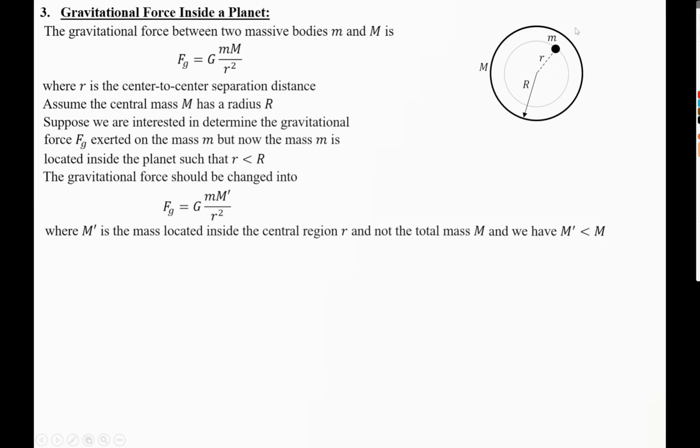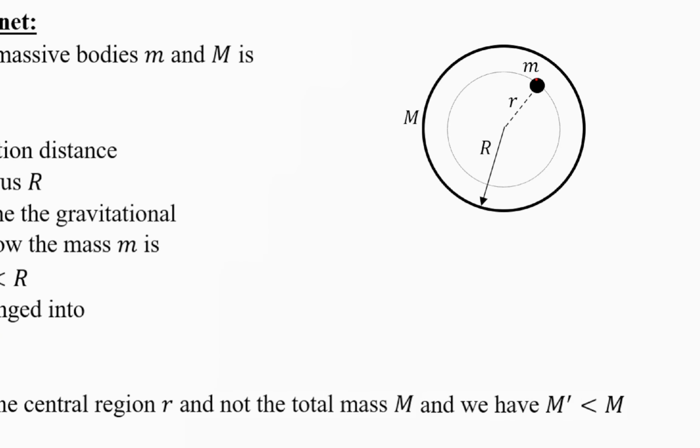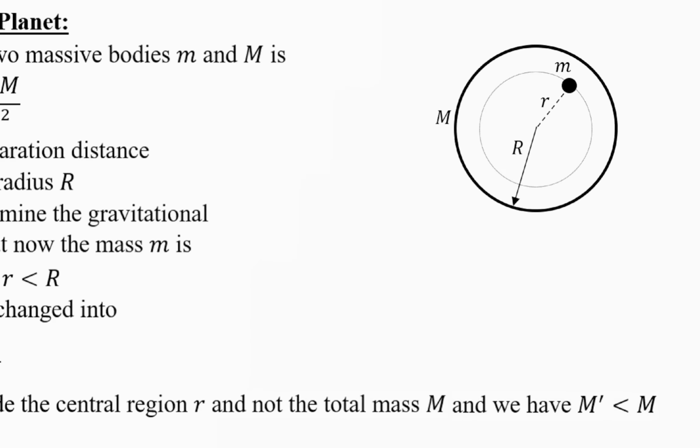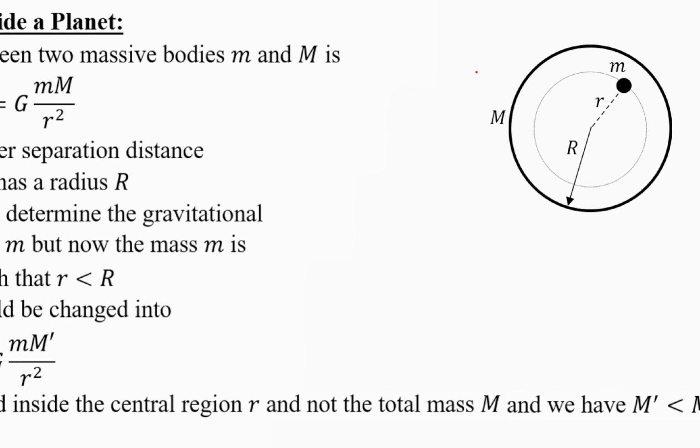Because we are interested in determining the pull of gravity on this small mass m, then we can use this formula, but in this case we cannot use the capital M, because the capital M represents the total mass enclosed inside the capital radius. However, now we're interested in determining the pull of gravity due to the mass enclosed by small r. For this reason, M prime would represent the mass contained in this small radius.